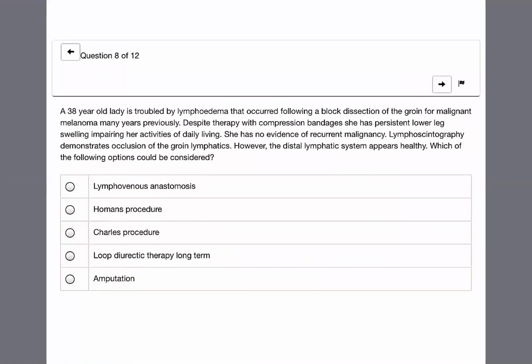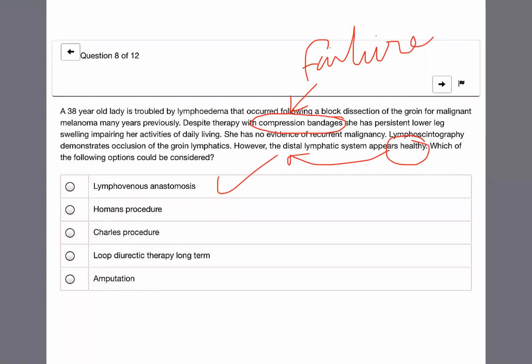Next question, Dr. Basharat. A 38-year-old lady is troubled by lymphedema that occurred following a block dissection of the groin for malignant melanoma many years previously. Despite therapy with compression bandages, she has persistent lower leg swelling, impairing her activities of daily living. She has no evidence of recurrent malignancy. Lymphoscintigraphy demonstrates occlusion of the groin lymphatics. However, the distal lymphatic system appears healthy. Which of the following operations could be considered? This is lymphovenous anastomosis. Perfect.